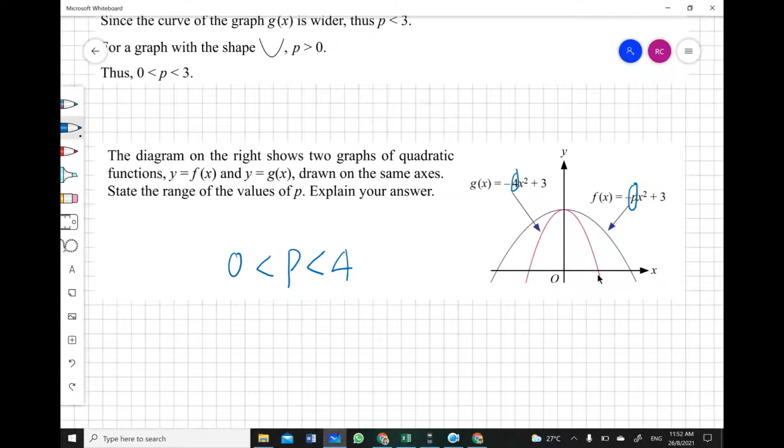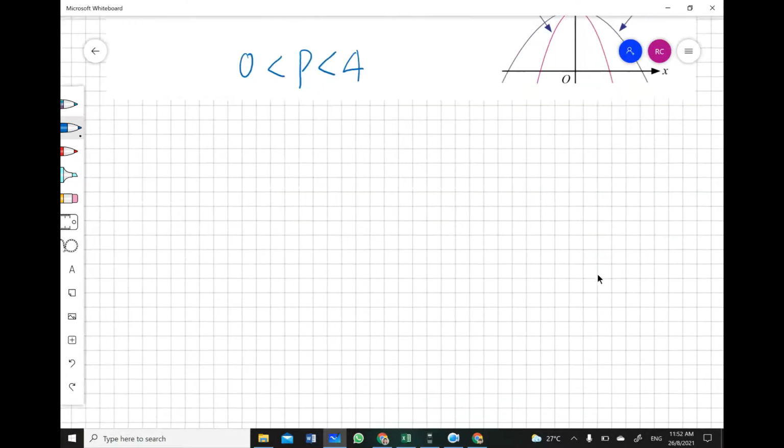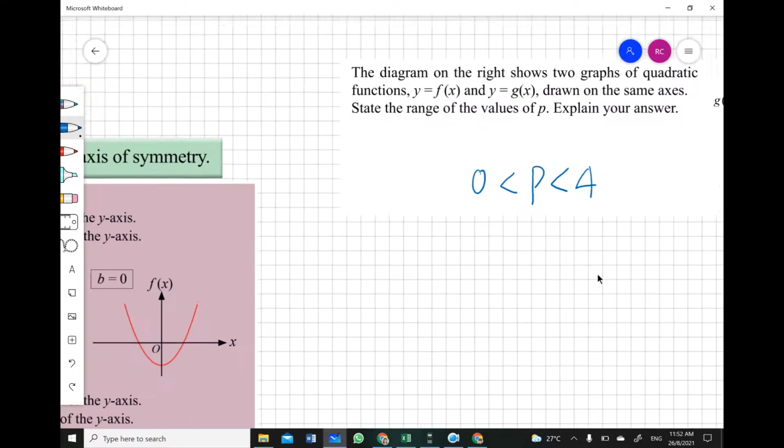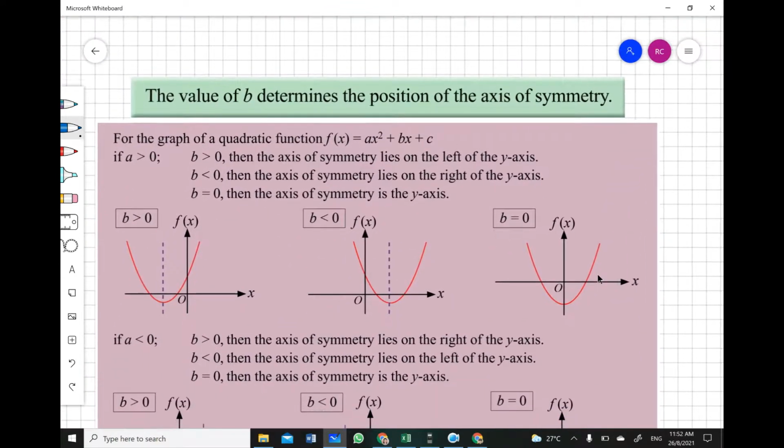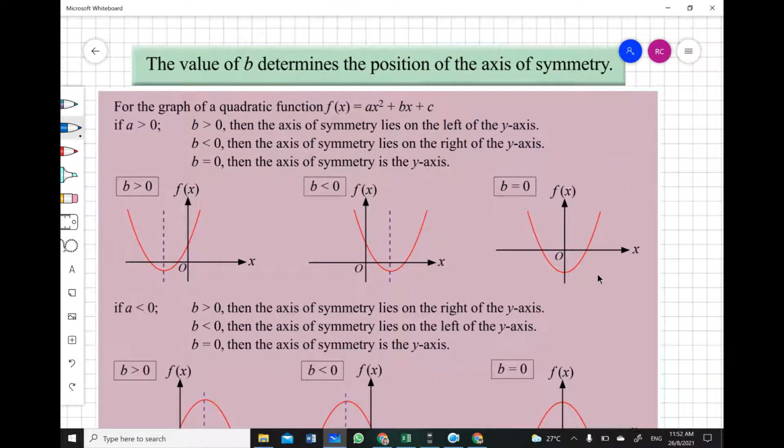Now, next one. Oh, sorry, not here. This part. Okay, the value of b determines the position of the axis of symmetry.